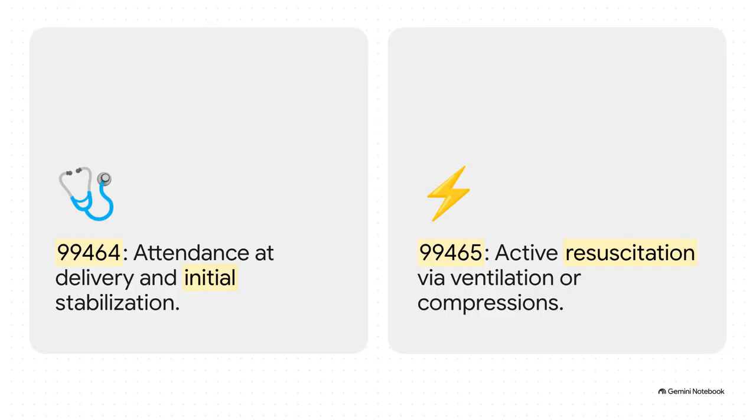We're primarily dealing with two codes here. CPT 99464 is for simple attendance at the delivery and the initial stabilization of the newborn. Basically, you're on standby to make sure the baby transitions safely. Contrast that with CPT 99465. This code is for active delivery room resuscitation. To bill 99465, the provider has to be actively providing positive pressure ventilation, chest compressions, or both, in the presence of inadequate ventilation or cardiac output.